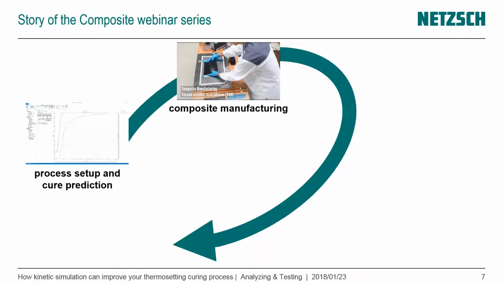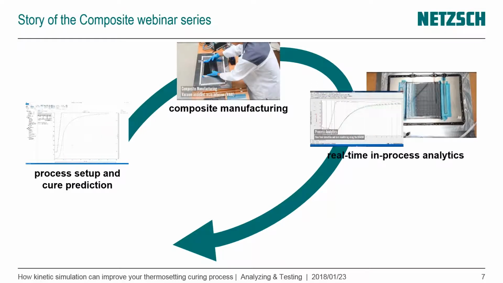Then we manufactured a composite test plate where we implemented dielectric in-mold sensors. These dielectric in-mold sensors were able to detect the temperature of the material at the sensor location. Then we could detect the flow front, so when did the flow front arrive at the sensor position? And we measured the cure behavior of this resin during processing.